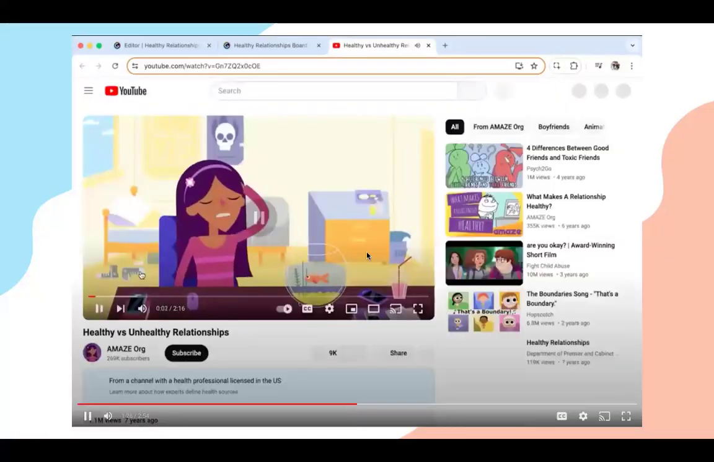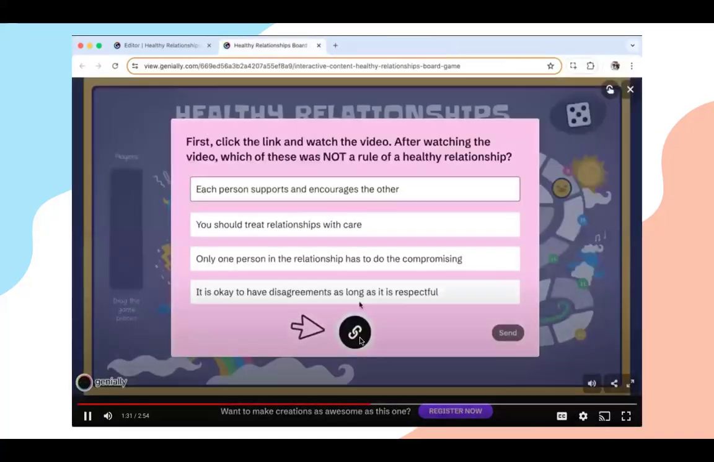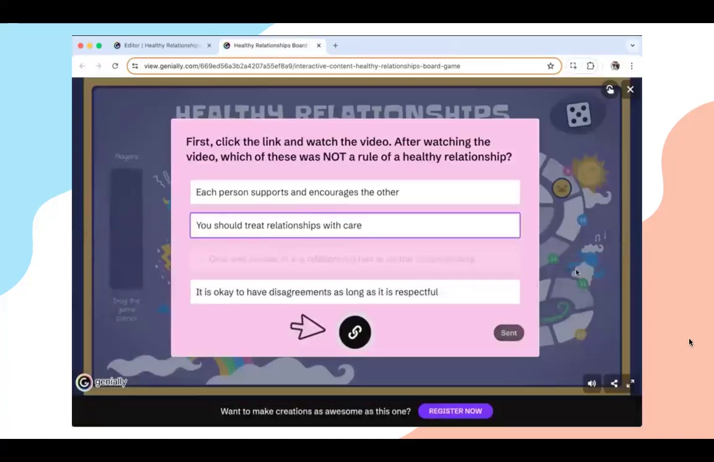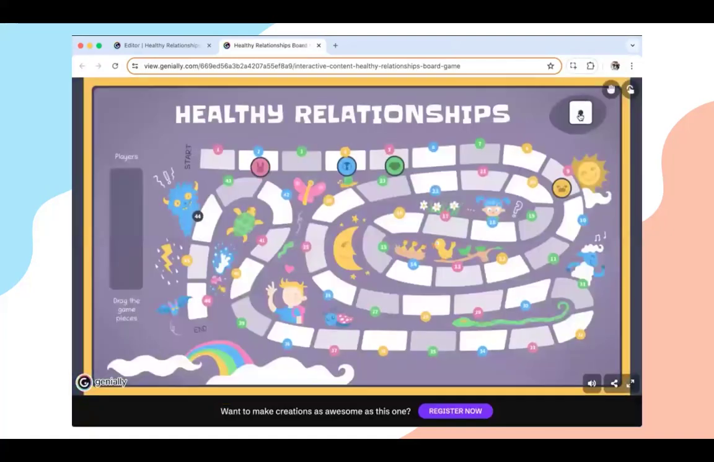And then they'll exit out, go back to the game, and then answer the question. And they'll submit it. Looks like they got it right. And they'll continue. So we go back to the pink icon, the player 1. So the students need to remember whose is whose.